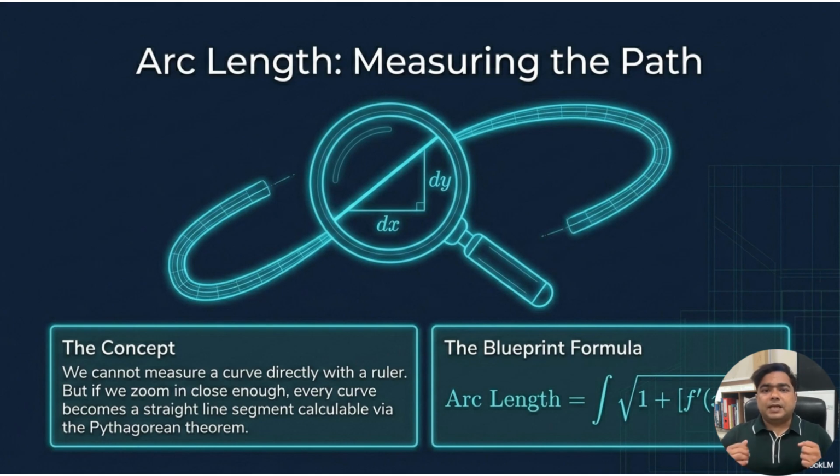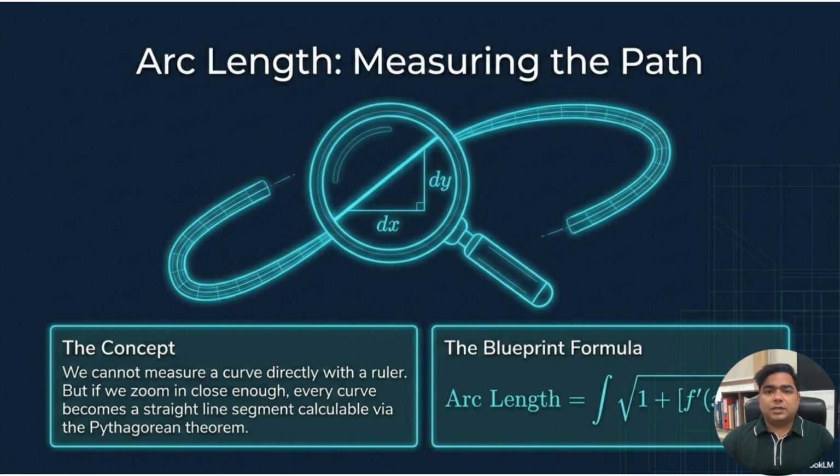This slide explains arc length. A curve is not always easy to measure directly. We cannot simply place a ruler along a curved path. But if we zoom in very closely, a small part of a curve looks almost like a straight line. So calculus approximates the curve using many tiny line segments. Then by adding the lengths of these segments, we get the total arc length.